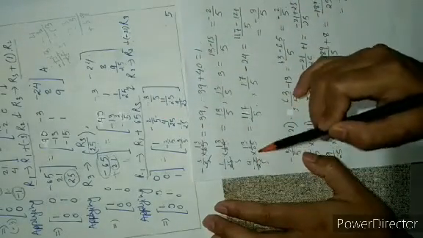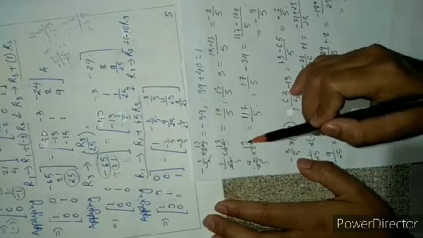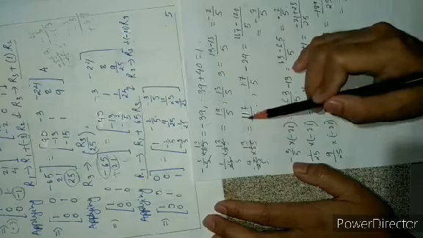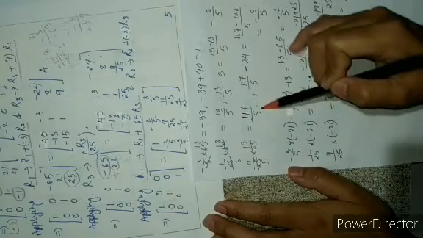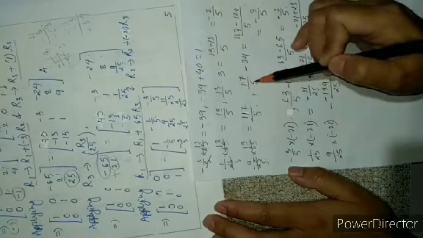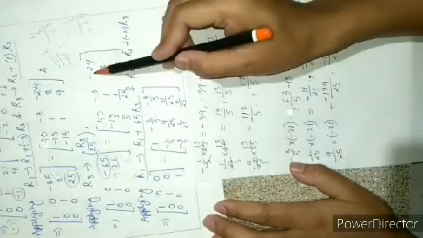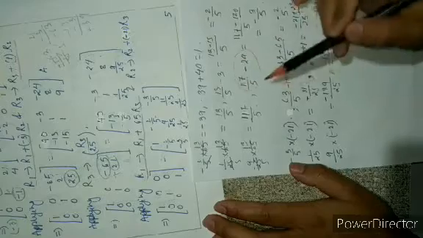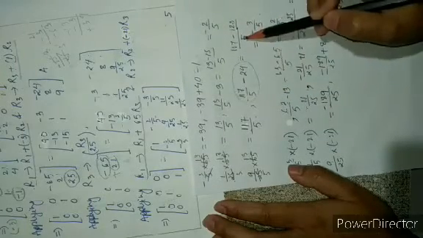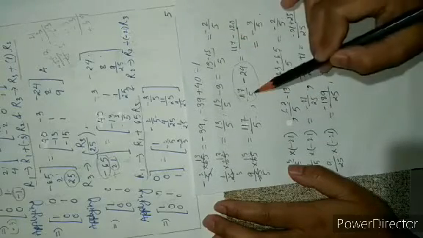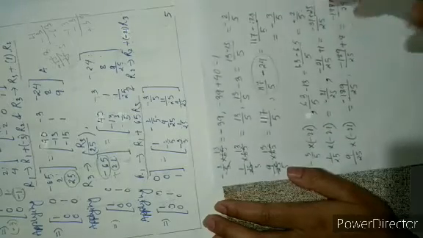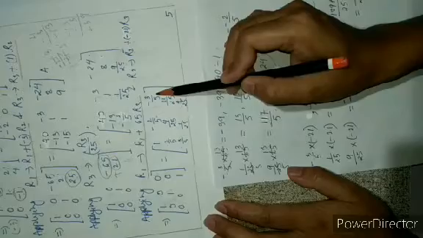Last, 9 by 25 into 65. 5 divides, we get 13 by 5. 9 into 13 is 117. The denominator is 5. 117 by 5 is added to minus 24. It will be equal to minus 24. Then find the LCM of these terms. The LCM is 5. 117 minus 5 into 24 is 120, and their difference is minus 3 by 5. So, minus 3 by 5.